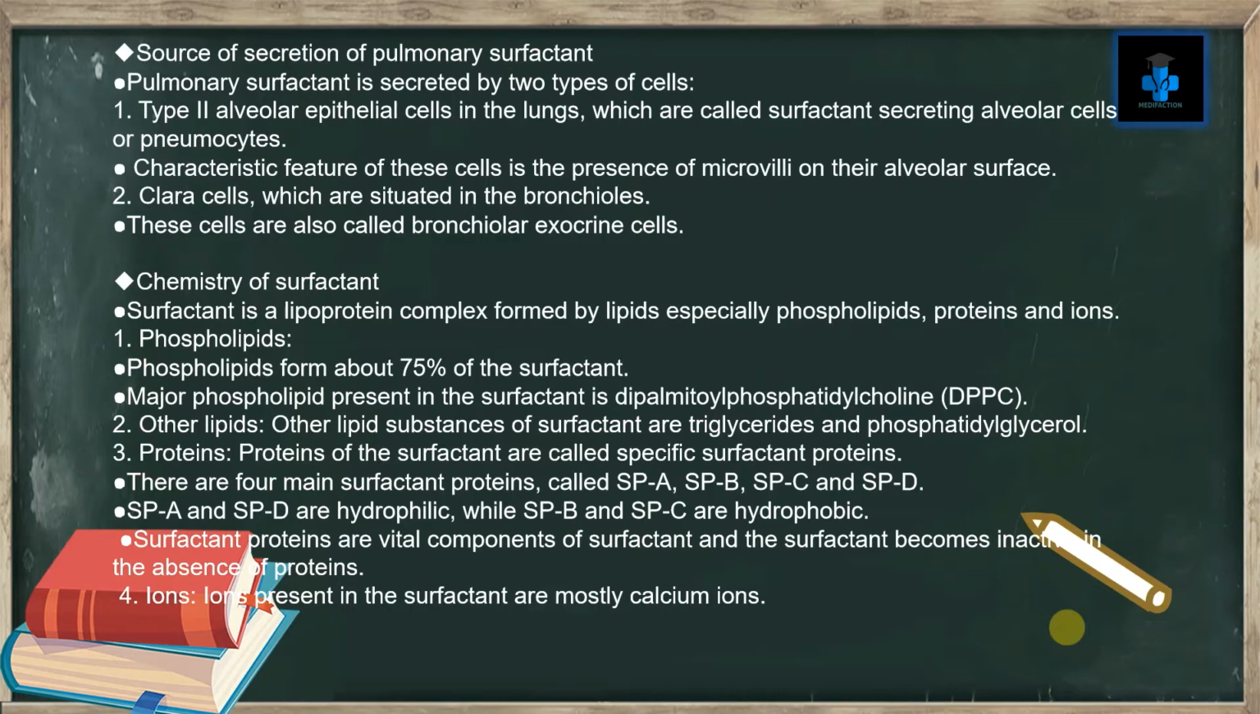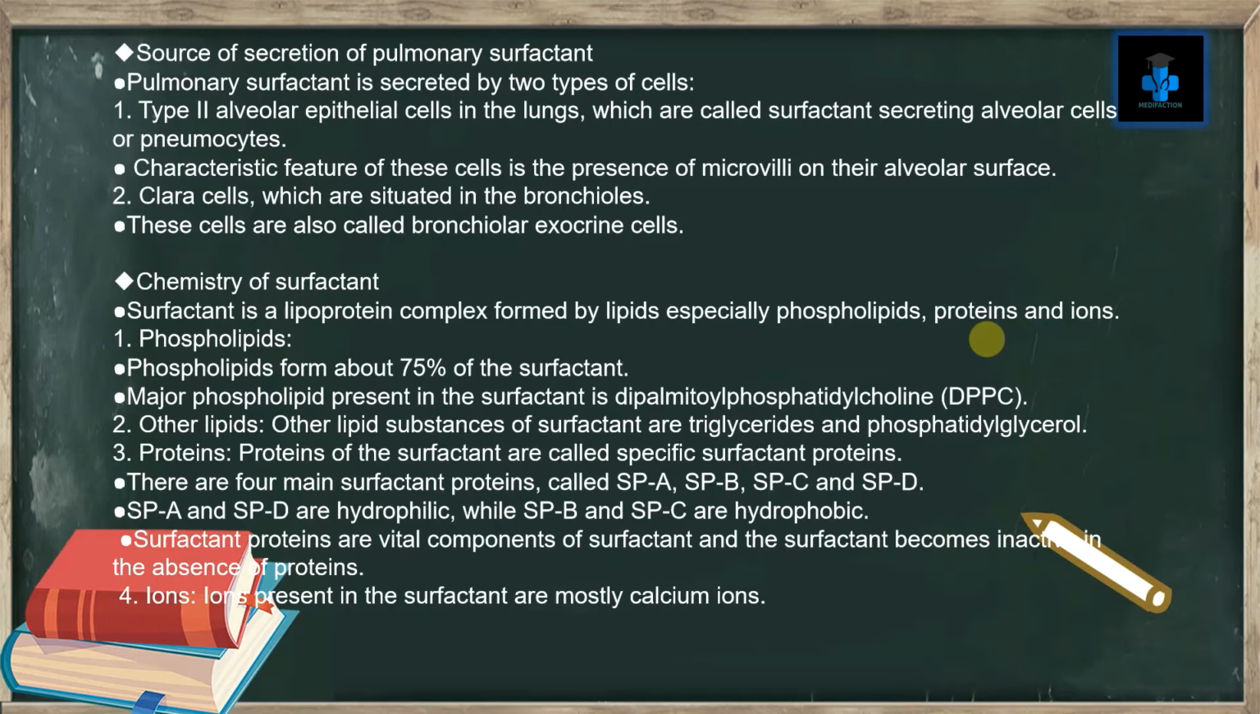Chemistry of surfactant. Surfactant is a lipoprotein complex formed by lipids, especially phospholipids, proteins, and ions. Phospholipids. Phospholipids form about 75% of the surfactant. Major phospholipid present in the surfactant is dipalmitoyl phosphatidylcholine, otherwise DPPC. Other lipids. Other lipid substances of surfactant are triglycerides and phosphatidylglycerol.